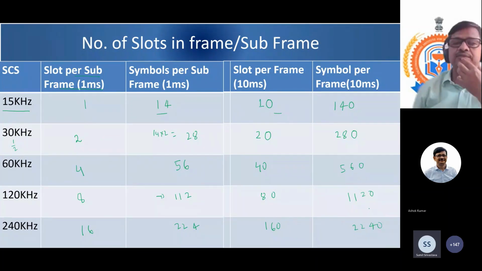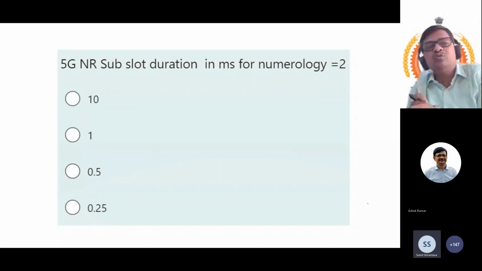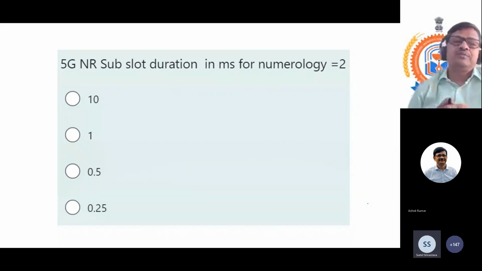Anybody is having doubt? I don't think people should have any doubt here. Okay, so now a question comes for you. For numerology 2, what will be the slot duration? Please answer. A, B, C, D. For numerology 2, what is the slot duration? 0.5, 0.25, numerology 0, 1, 2.